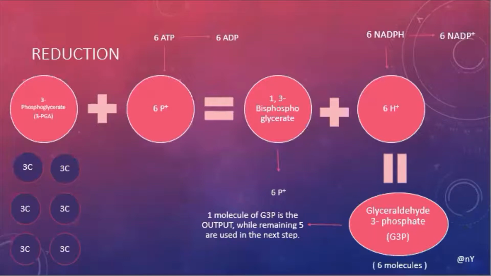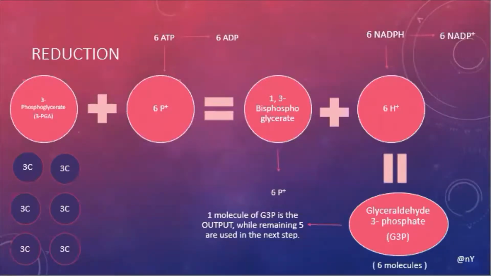And then they react with 6 H-positive ions coming from 6 NADPH, which after giving these 6 H-positive ions convert themselves into 6 NADP+. So after this reaction, we have again 6 molecules, which are basically the actual output, that is G3P, glyceraldehyde 3-phosphate. Out of these 6 molecules, only 1 molecule of G3P is the output, which is the sugar molecule. However, the remaining 5 molecules are again used in the next step.